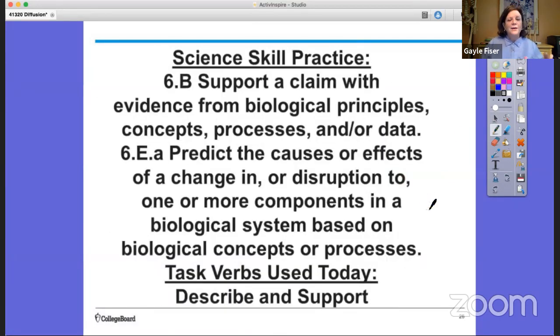All right, so the science skills that we're going to focus on, 6B, support a claim with evidence from biological principles, concepts, processes, and/or data. And then we're going to also predict the causes of effects of a change in or disruption to one or more components in a biological system based on biological concepts or processes. And some task verbs that we'll use a couple of times today are describe and support.